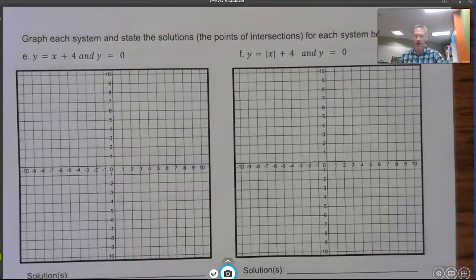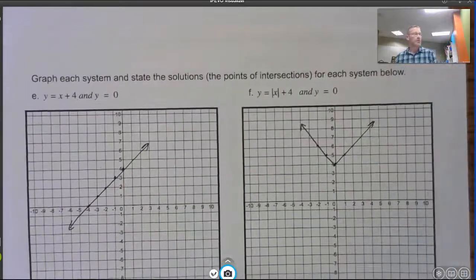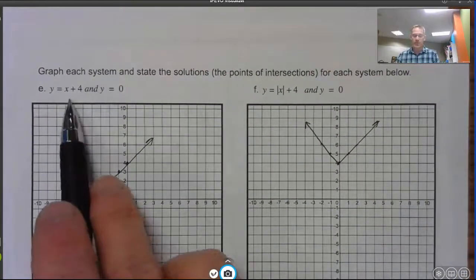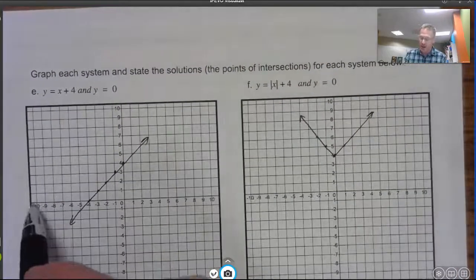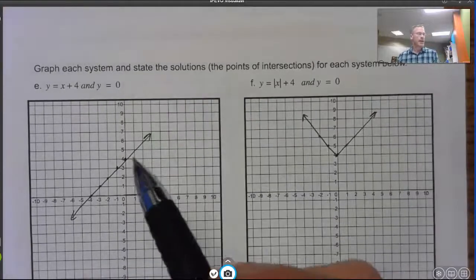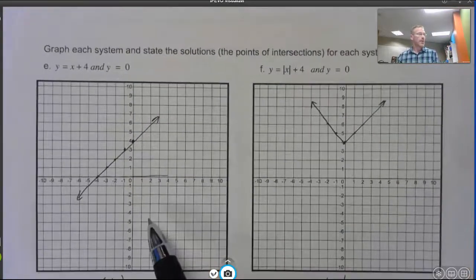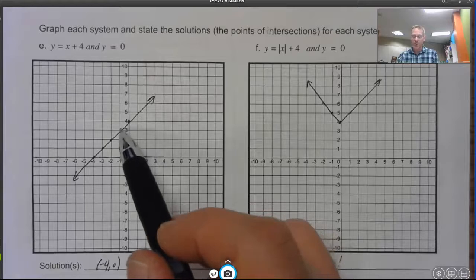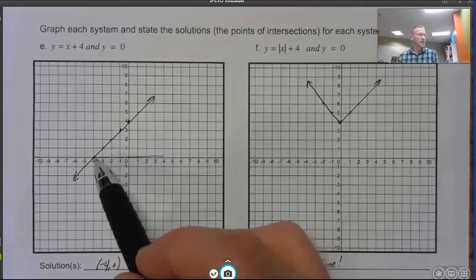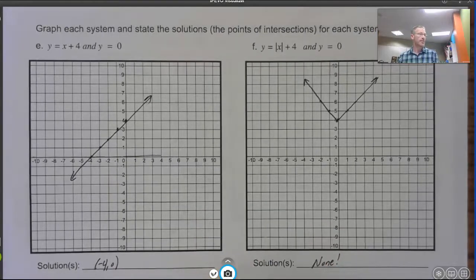All right, so let me grab my sheet here. Here we go. Once again, here's our line. Y equals 0 is the x-axis right down here. Start at 0, 4, then 1 over 1. And notice I have to go in reverse here to find where it intersects 0, which is at -4, 0.